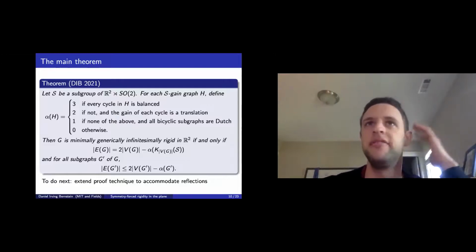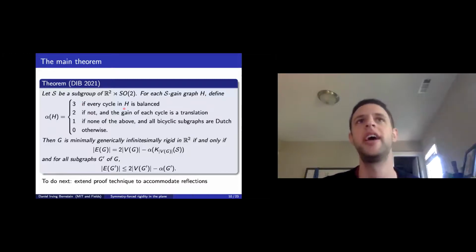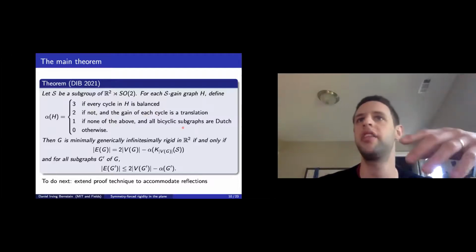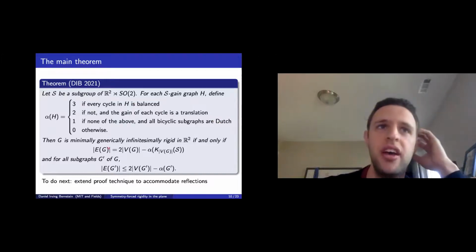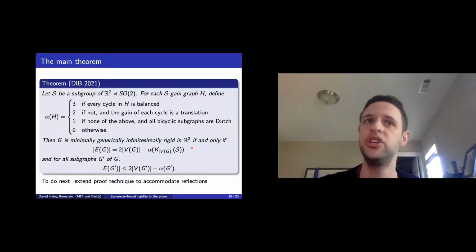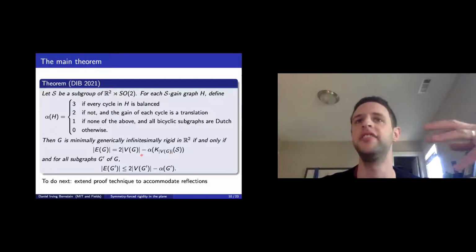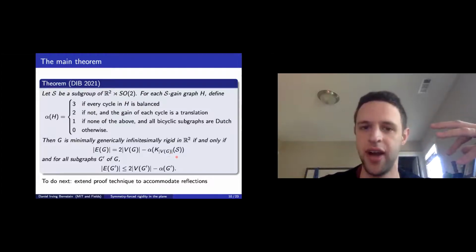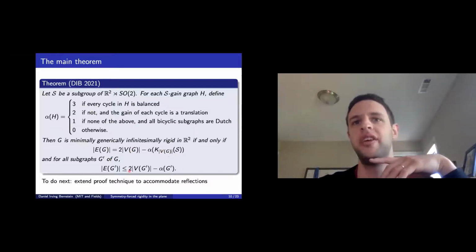But anyway, it says, for each S gain graph H, I'm going to define alpha of H to be 3 if every cycle in H is balanced, 2 if not, and the gain of each cycle is a translation, 1 if none of the above, and all bicyclic subgraphs are Dutch, and 0 otherwise. Then G is minimally generically infinitesimally rigid in R2 if and only if the number of edges is twice the number of vertices minus alpha of the complete gain graph on that group. And for all subgraphs, you have the same, but with an inequality.